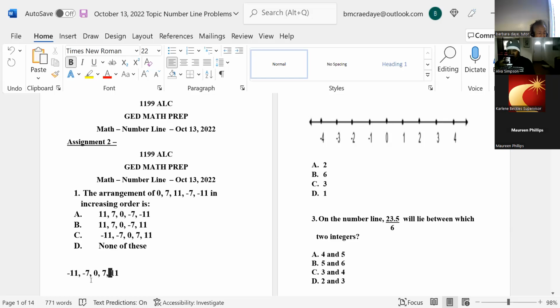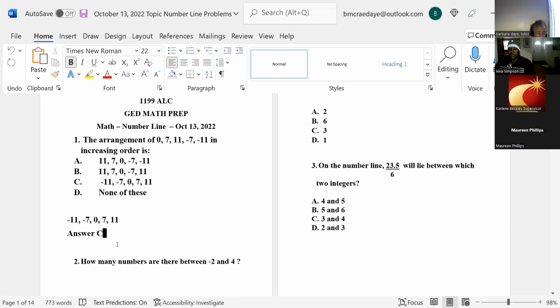-11, -7, 0, 7, 11. So the answer is what? The answer is C. Very good. Okay. Answer C. So Maureen, it wasn't a guess. If you knew the smallest, you knew the largest, you didn't guess, because only one choice fits. -11 being the smallest and 11 being the largest, and that's C, right? Okay, now you got this one right.